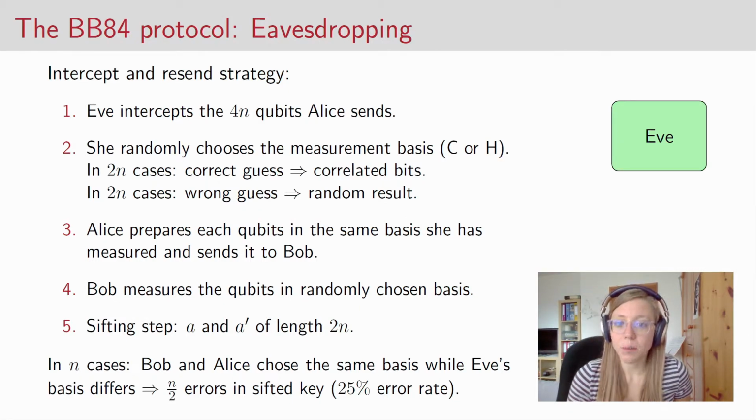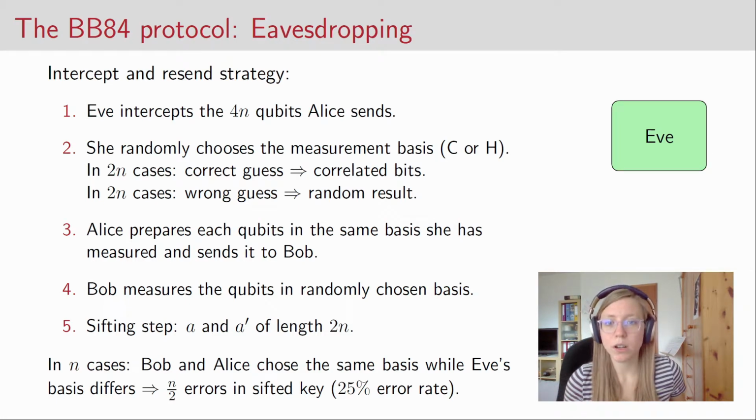So if Alice and Bob see such a high error rate in the parameter estimation step, they know that Eve has probably intercepted every qubit Alice has sent, and she has gained quite a lot of knowledge. And therefore, they would probably abort the protocol. We now want to have a closer look at an example. So we want to see how this eavesdropping strategy works, and we will look at the case that Alice sends 10 qubits.